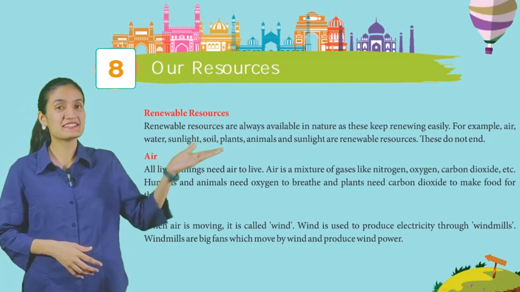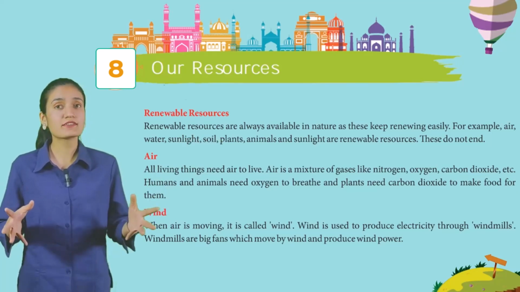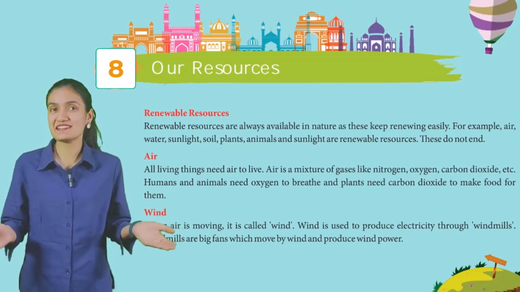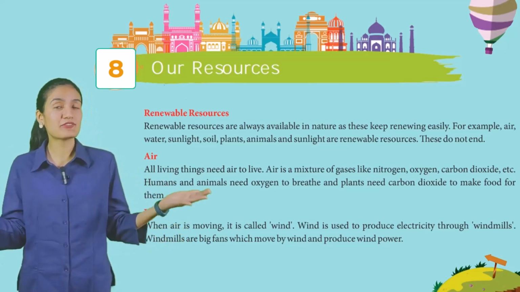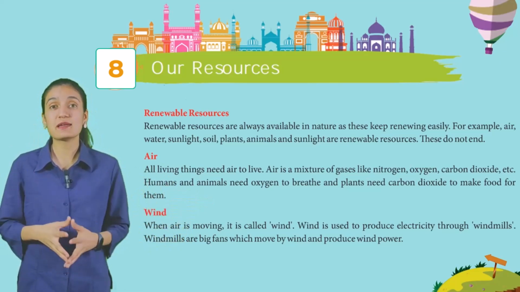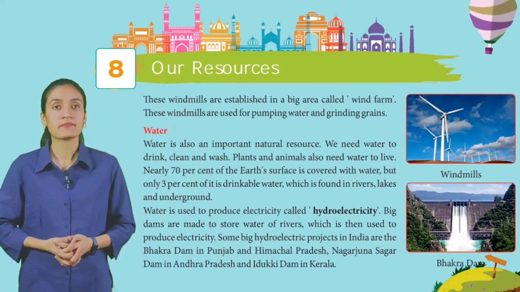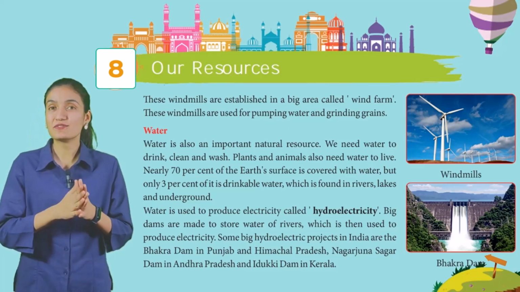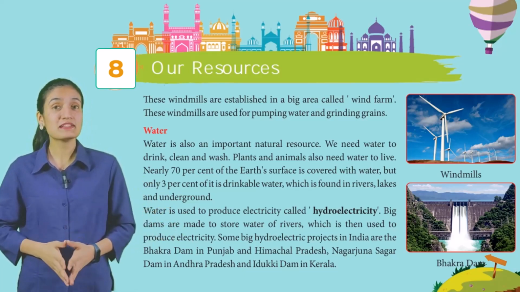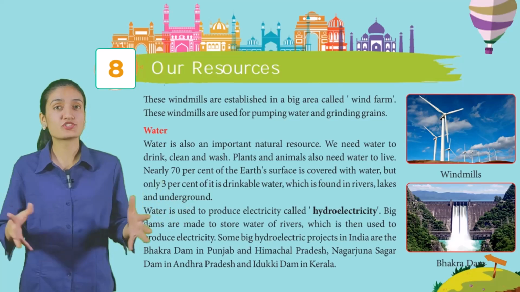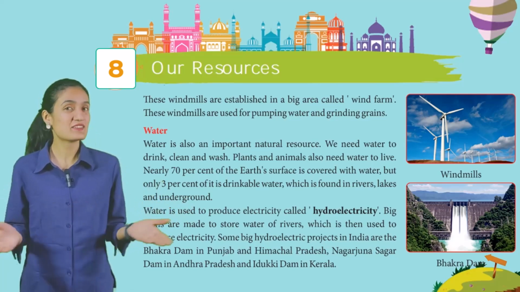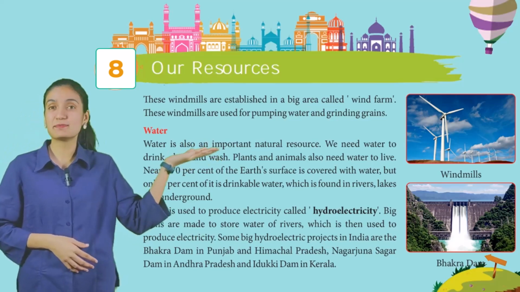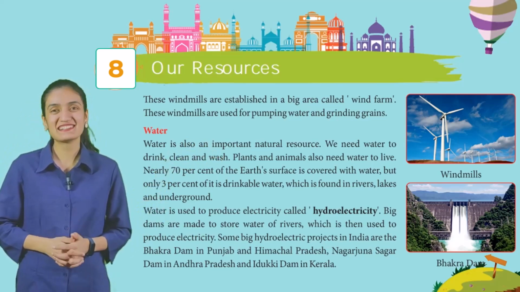Here we have wind. When air is moving, it is called wind. Wind is used to produce electricity through windmills. Windmills are big fans which move by wind and produce wind power. These windmills are established in a big area called wind farm. These windmills are used for pumping water and grinding grains. So students, have you ever seen a windmill? Here you can see the picture of windmills.